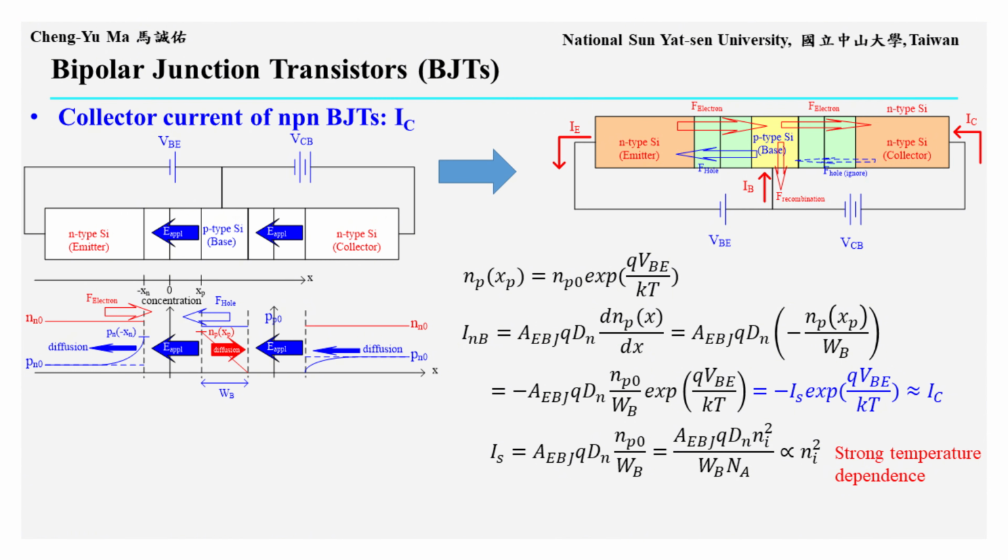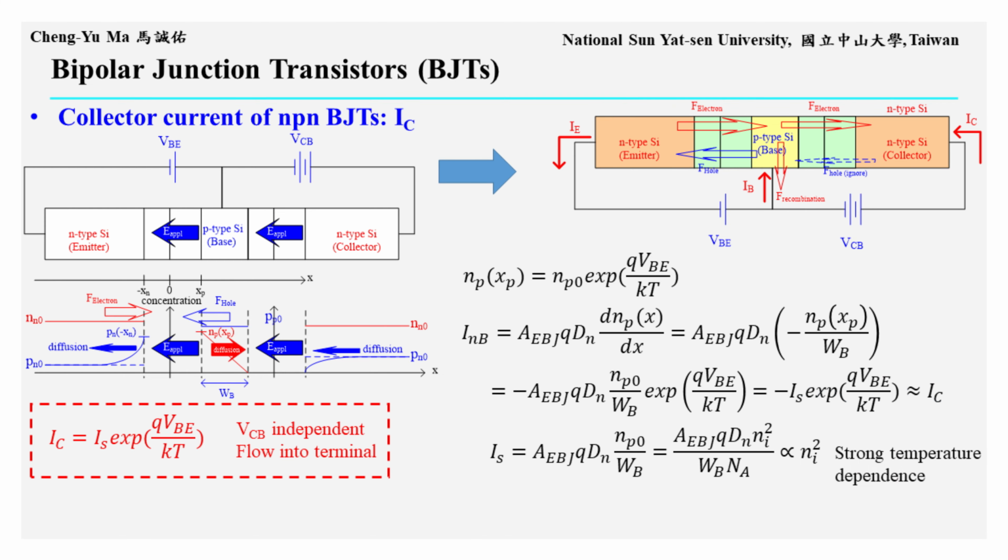Finally, the diffusion electron current in the base region is negative Is multiplied by the exponential of Q times VBE over KT. In terms of the collector terminal current direction, the collector current IC has the magnitude Is multiplied by that same exponential term. The key result is that the collector current IC equals Is multiplied by the exponential of Q times VBE over KT.